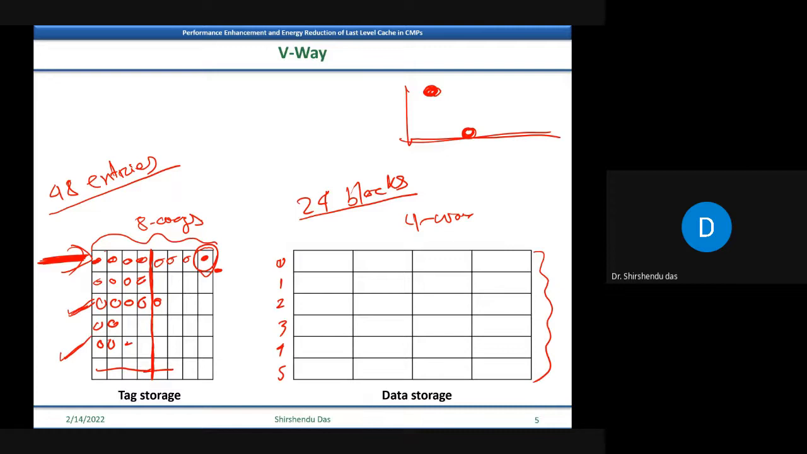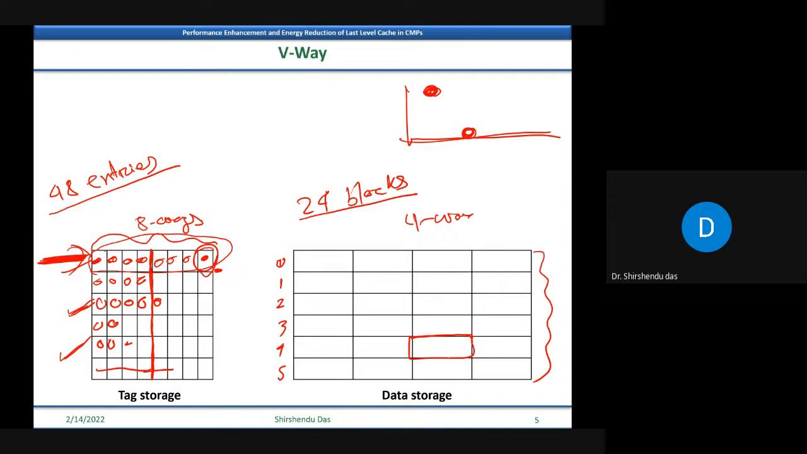One option is to find an LRU block from this set, and remove the corresponding data. Instead of this, in this paper they use a global replacement policy, but an efficient global replacement policy. Based on that policy, they will replace a data. Suppose they choose this data as the victim. Then they will remove this data, and the corresponding entry of this data also needs to be removed.